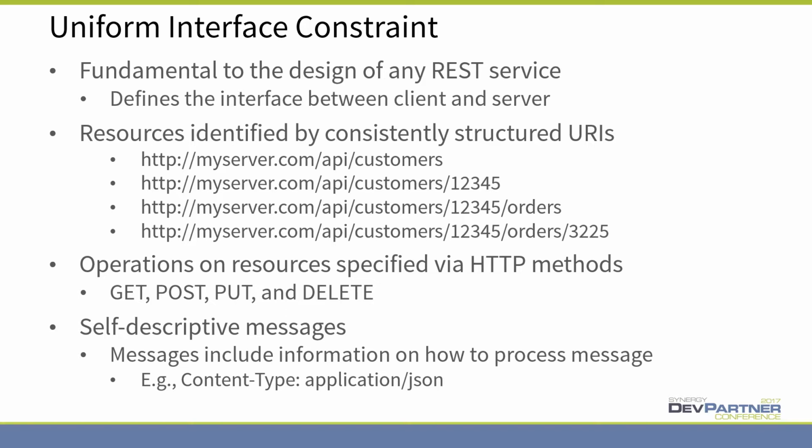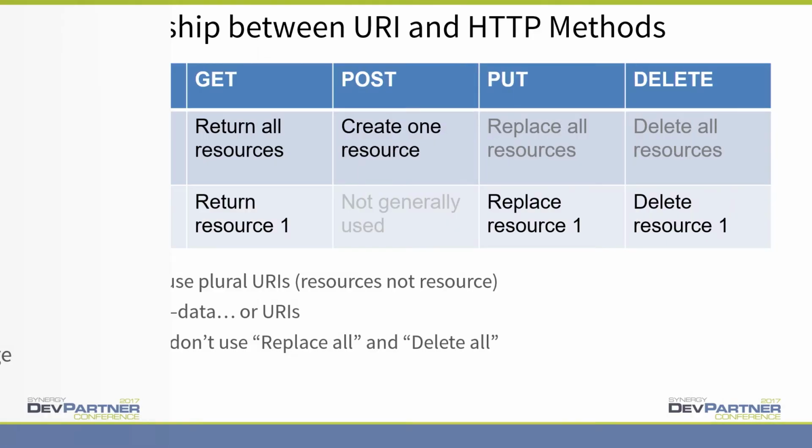Okay? Operations on resources specified by HTTP methods, so explicitly doing a get to retrieve, a post to create, a put to update, and a delete to clearly delete. And self-descriptive messages. So that, for example, is saying, through the use of the content type header, I am going to tell you that I am sending you JSON data or I am sending you XML data in both directions, from the client and the server.